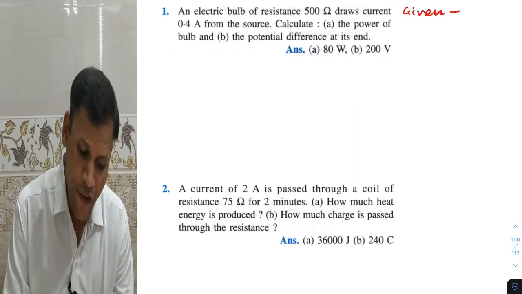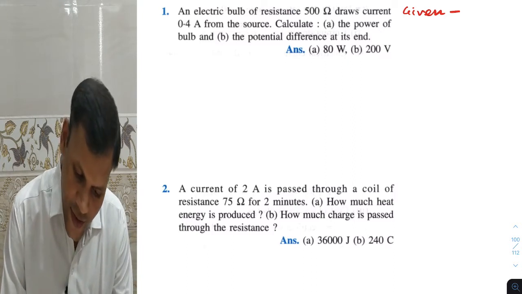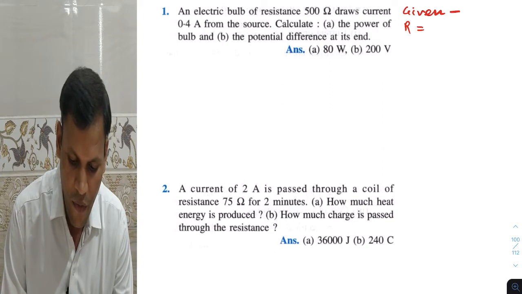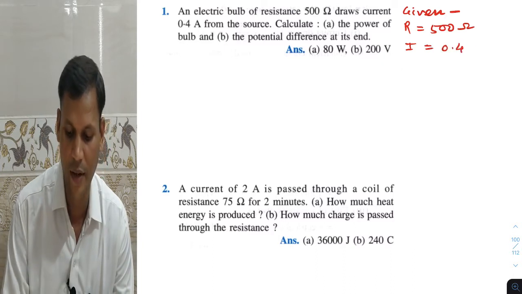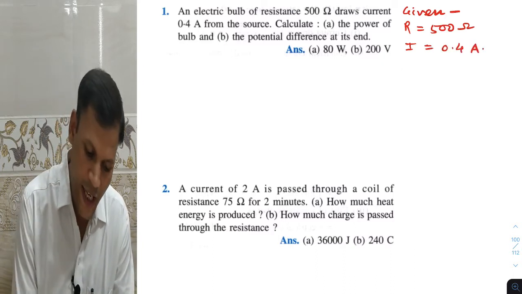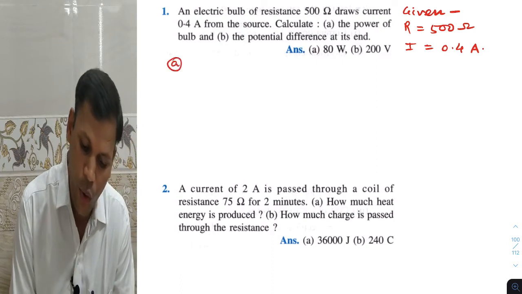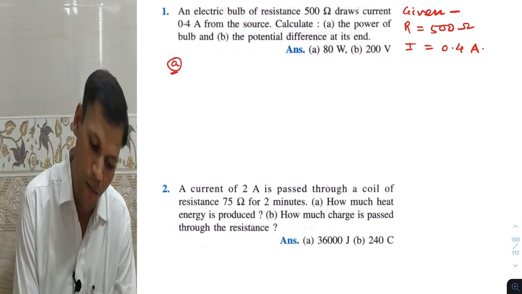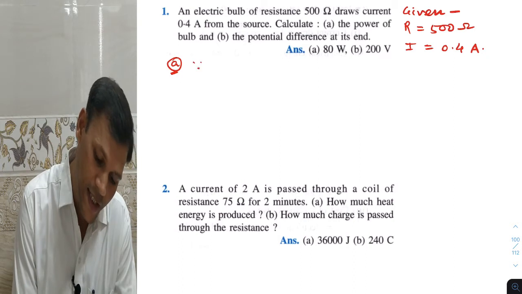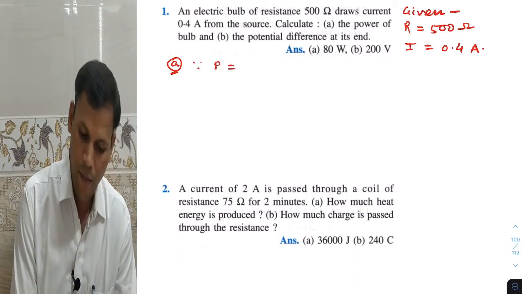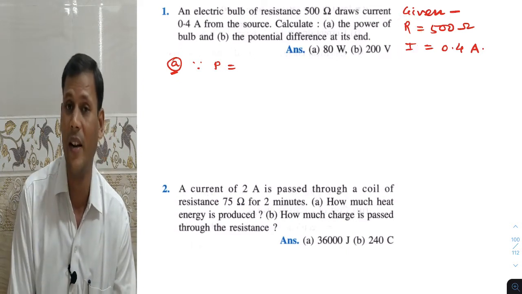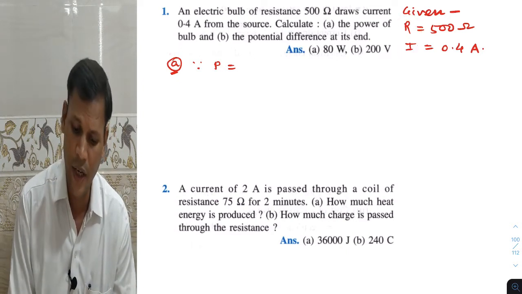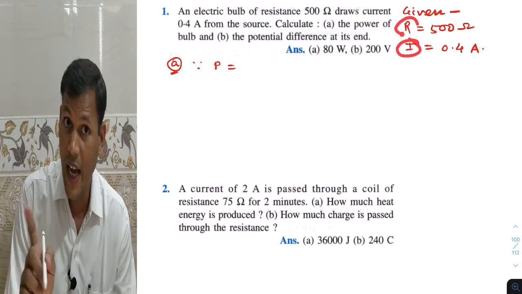So what information is here? Resistance R is equal to 500 ohm. Current I is equal to 0.4 ampere. In A part, we have to calculate the power of the bulb. We know power is VI, but here we can't apply the formula VI. It is I square R. Why do we have to apply I square R? Because I and R are given. So VI we can't apply.